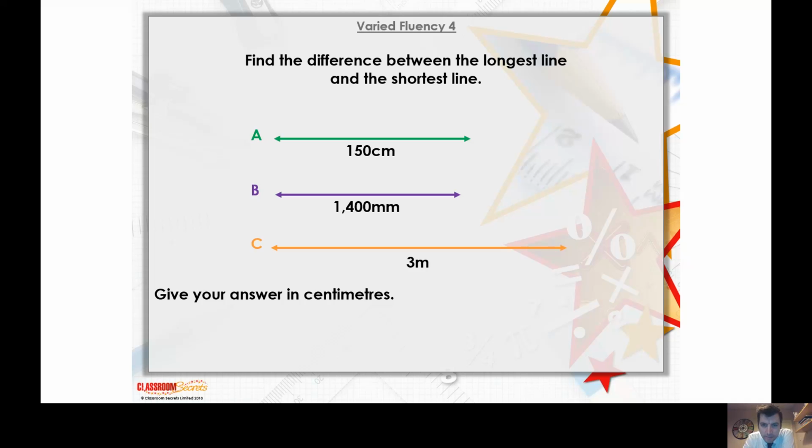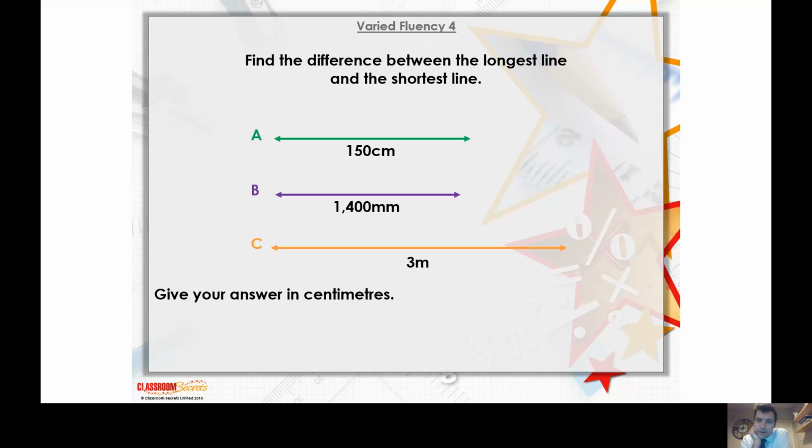If I look at them, what I'm probably going to do is convert them all to centimeters or millimeters. Now, I know that 1,400 millimeters is 140 centimeters. So I know that's shorter than 150 centimeters. And I know that 3 meters is 300 centimeters. So I can see that C is my longest and B is my shortest.